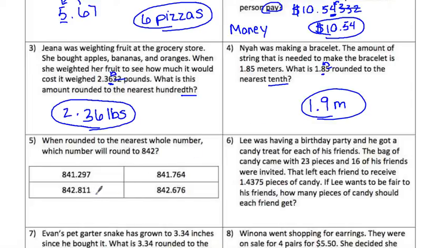Number 5, when rounded to the nearest whole number, which number will round to 842? So I'm rounding to a whole number in this case. So here's the 1 in the whole number's place. Look behind. Did the 2 round the 1 up? No, it did not, so I'm just going to let it go. Now that didn't round to 842, so that's not the answer. And with ones like this, there can be more than one. Here's the 1. The 7 does round the 1 up, so that's 842. So this one is an answer here.